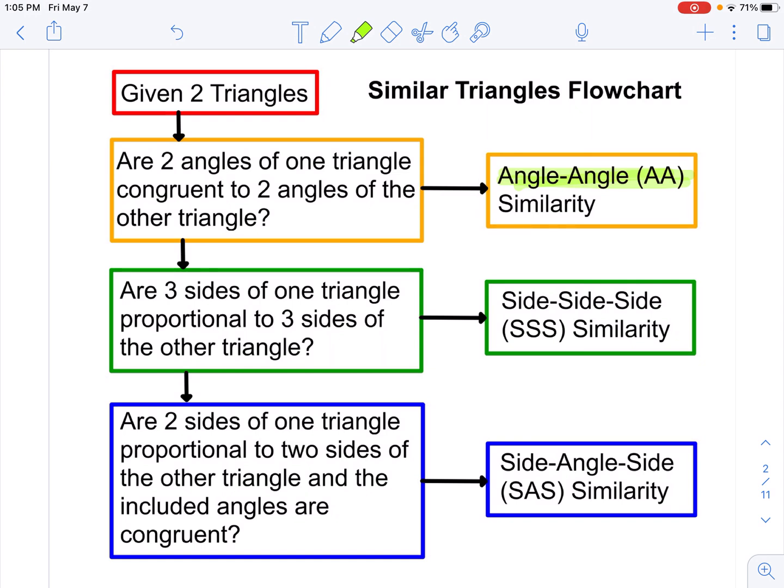If three sides of one triangle are proportional to three sides of another, that means they are similar by side-side-side. And that's what we've been working on in class, showing that they're proportional, showing that they have equal ratios. And the last one, if two sides of one triangle are proportional to two sides of another and the included angles are congruent, then we have side-angle-side similarity. So there's only three theorems that we can use to prove triangles are similar.